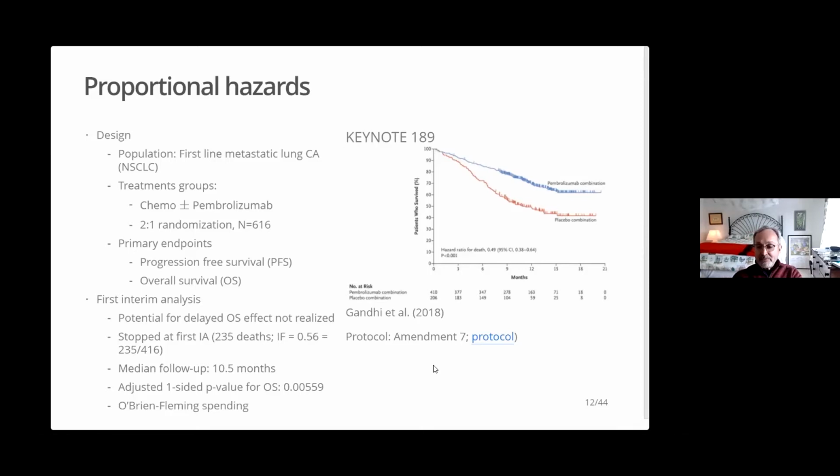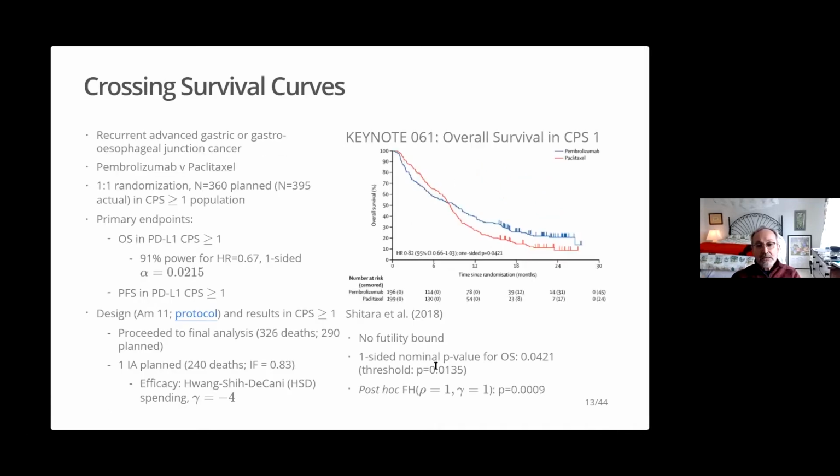So we're very happy with this particular result. And this was actually at the first interim analysis. So, you know, you didn't have any problem with the delayed effect kind of requiring you to do a long duration of follow-up.